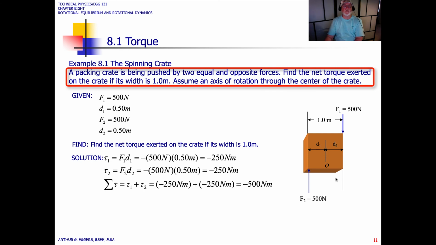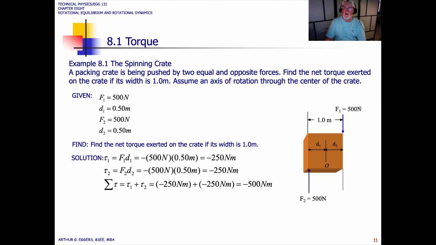So let's look at an example, a spinning crate. A packing crate is being pushed by two equal and opposite forces. Find the net torque exerted on the crate if its width is 1 meter. Assume an axis of rotation through the center of the crate. So we've got everything laid out on the diagram. Force 1, 500 Newtons. Force 2, the exact same, 500 Newtons. You'll notice that they are positioned so that they are opposing each other. We have 1 meter of distance, and so our distances D1 and D2 will be half of that amount.